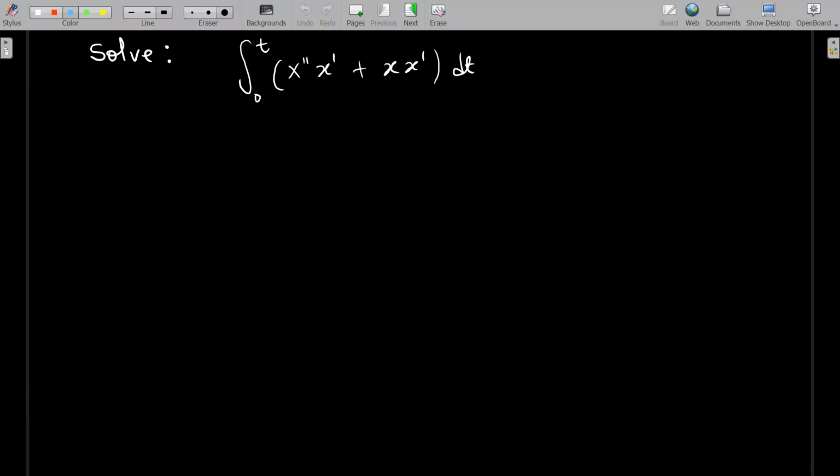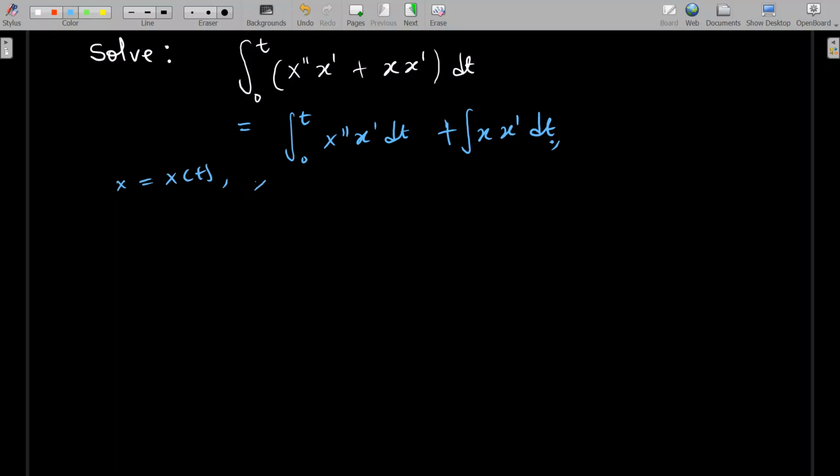Alright, so I have this problem and I'm gonna solve it. To solve this antiderivative problem, or maybe this integral problem, what I'm gonna do is split this into two. Let me write it as two integrals, where the first part is this and the other part is the antiderivative of x prime dt.